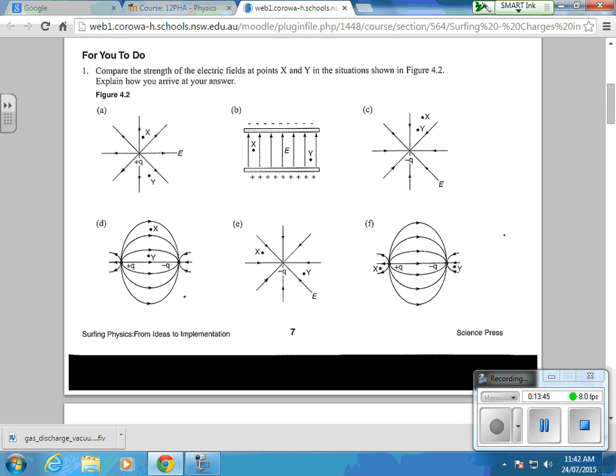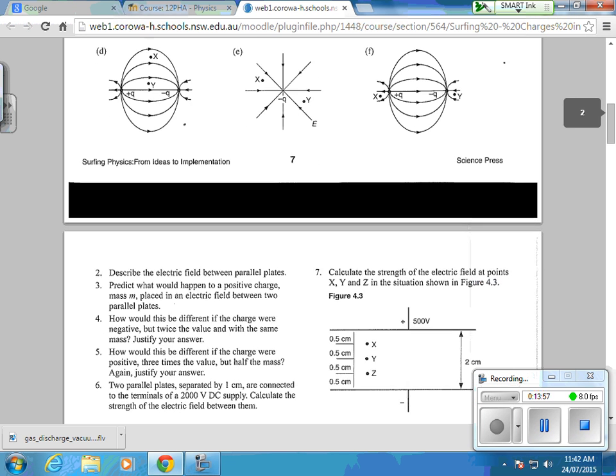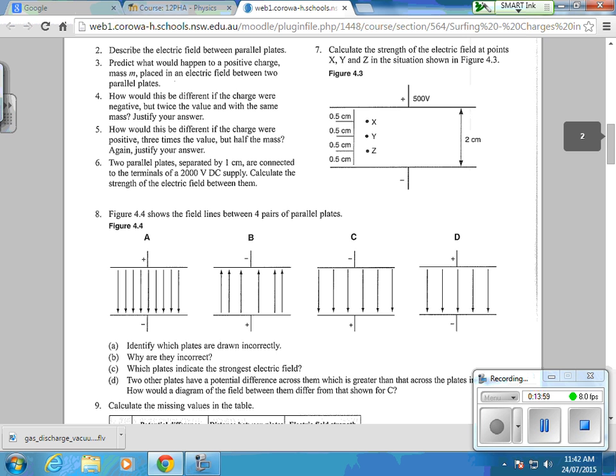But in that one, if one was close in and one was further away, because the field lines of force spread out, it means the electric field changes. The same as in D and C and E there. Now, you've got some questions around that. Be careful about this, that you understand and know what changes with where the particle is.